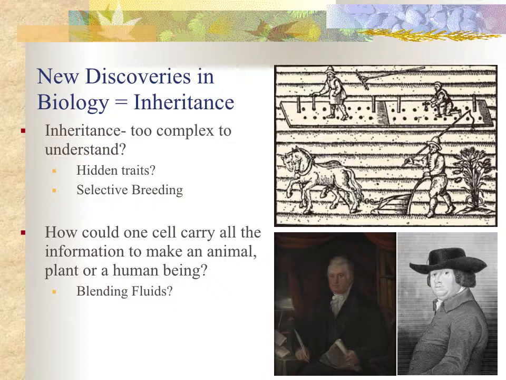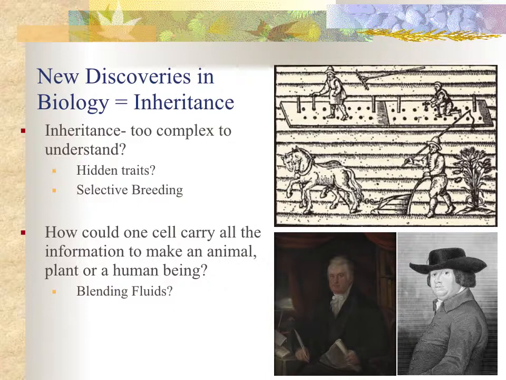Inheritance seemed too complex to understand, with the traits disappearing and appearing. The dominant scientific theory at the time was that there were fluids. Inheritance was carried in a fluid, probably semen, and there was a blending between the male fluids and the female fluids.